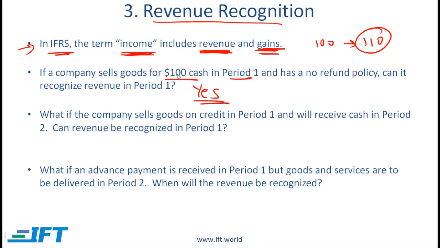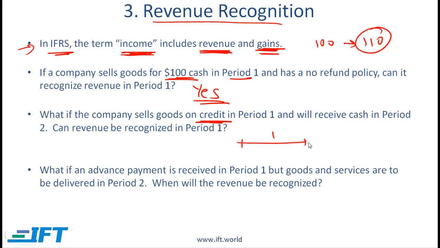So clearly the company can show revenue of 100 for period 1. Let's look at the second scenario now. What if the company sells goods on credit in period 1 and will receive cash in period 2? Can revenue be recognized in period 1?